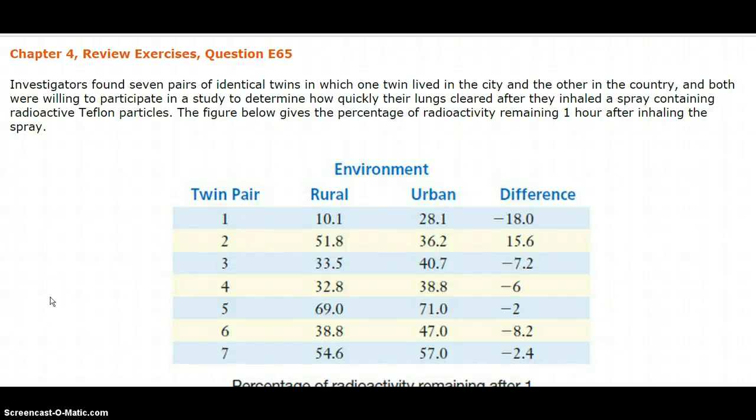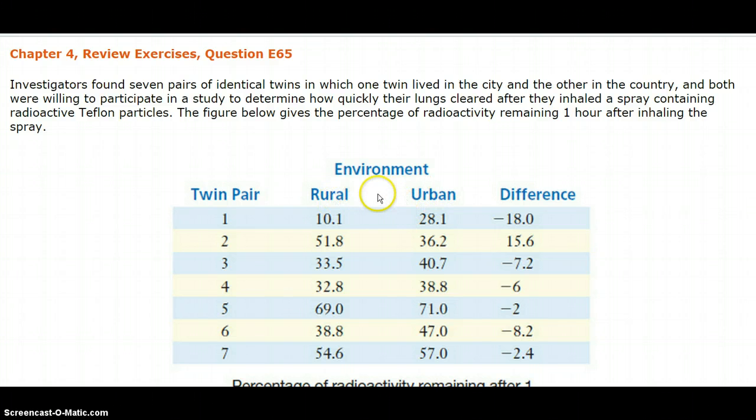Okay, this is the Chapter 4 review exercises, question E65, and another actual study here. This one's kind of interesting and encouraging or discouraging, I guess, depending on where you live. So we have these twins, and we'll talk about that in just a second, and of the pair, one of them lives in a rural setting, one of them lives in an urban setting.